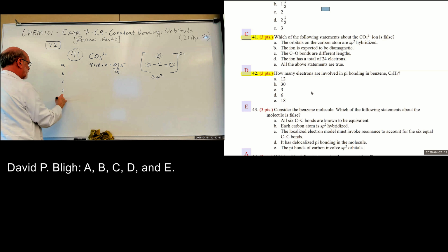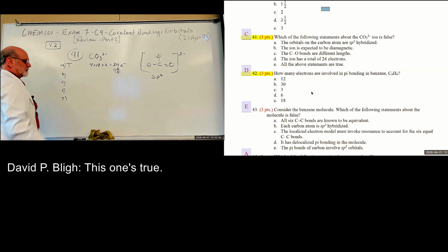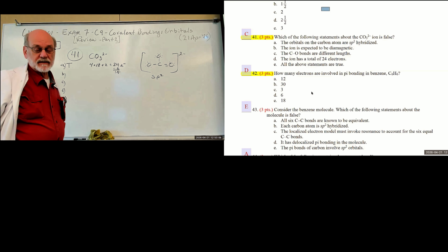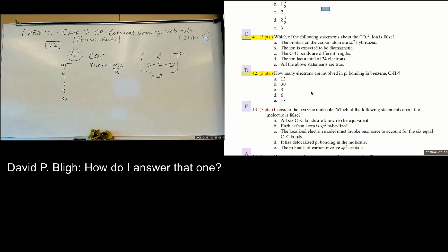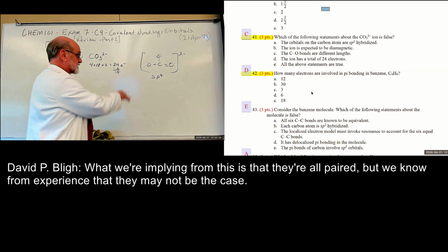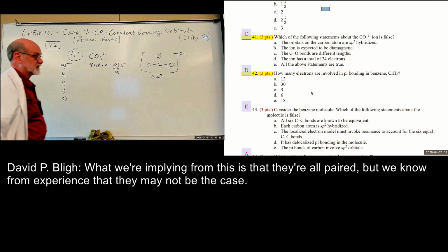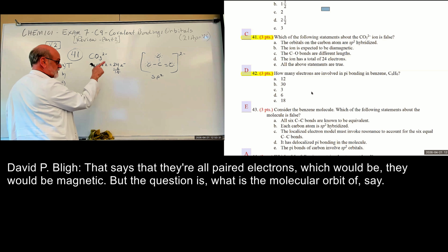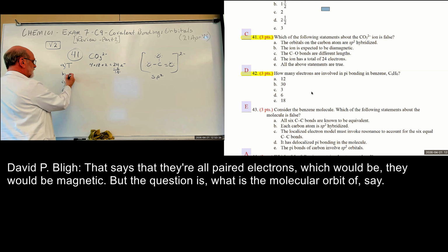Let's see. A, B, C, D, and E. This one's true. The ion is expected to be diamagnetic. All right. How do I answer that one? Well, I'll tell you, this is a difficult question. What we're implying from this is that they're all paired, but we know from experience that that may not be the case, right? That says that they're all paired electrons, which would be diamagnetic.